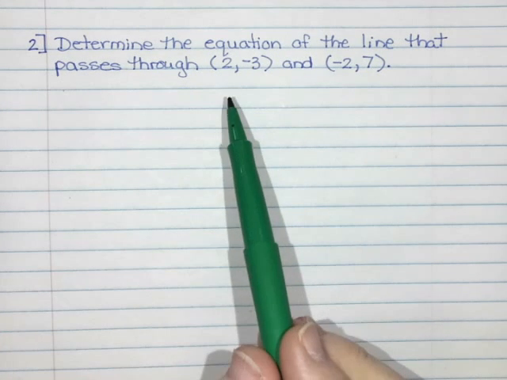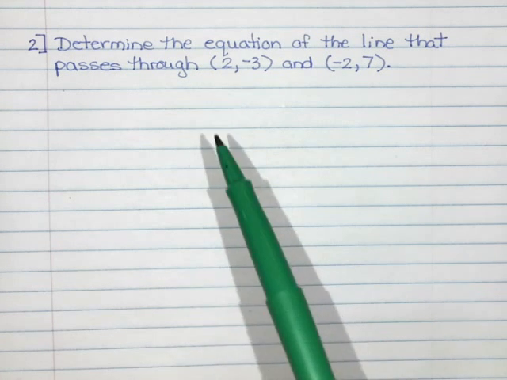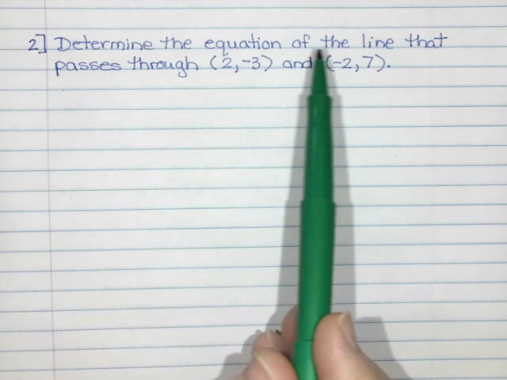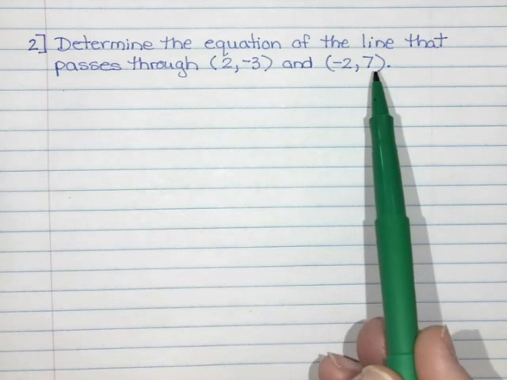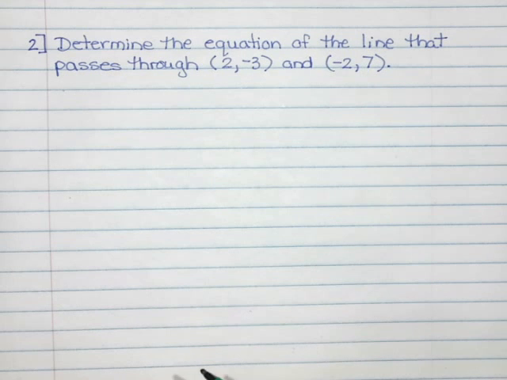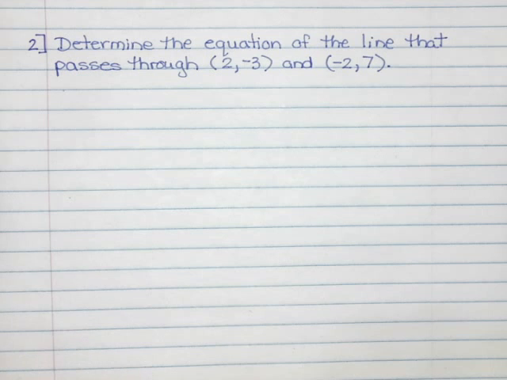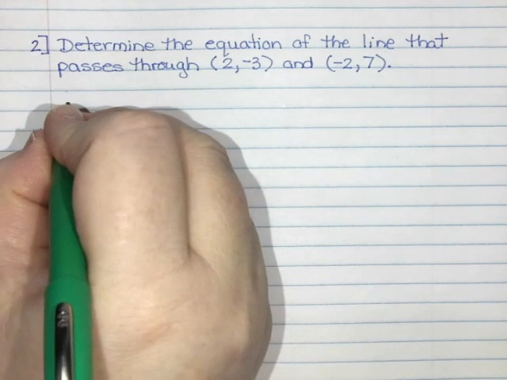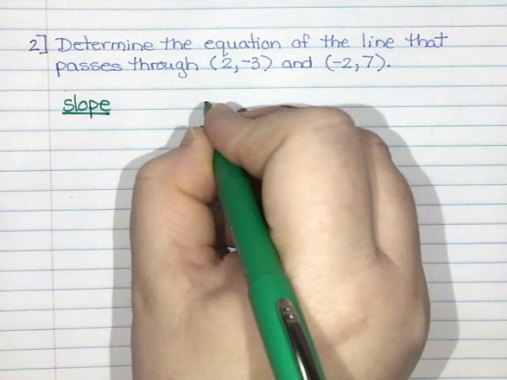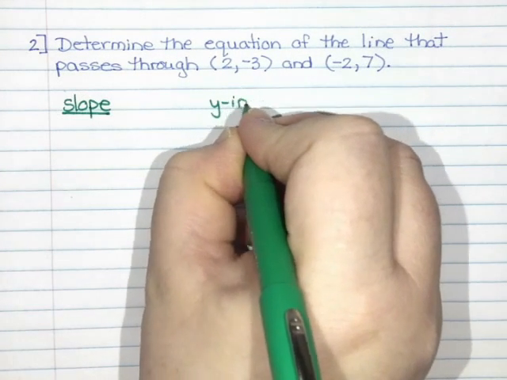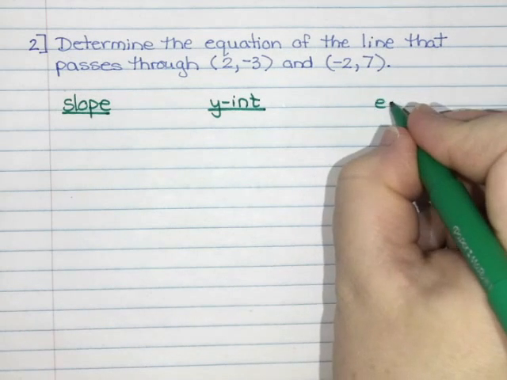This is our second example in our lesson on the equation of a line from 2 points. Our example says, determine the equation of the line that passes through (2, -3) and (-2, 7). Whenever we're doing the equation of a line, there are two things that we have to have. One of them is the slope, and the other one is our y-intercept. Together, I can use those two things to build our equation.